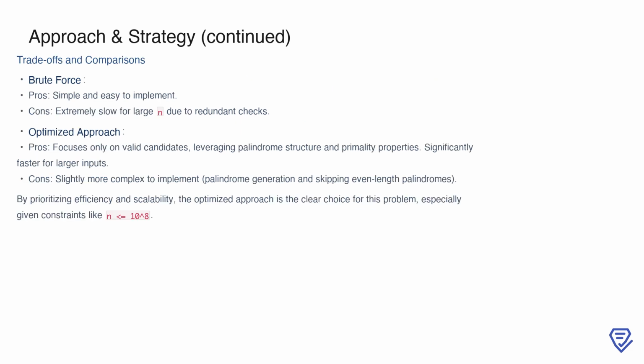When comparing the two approaches, we see clear trade-offs. The brute force method is simple and easy to implement but becomes extremely slow for large values of n due to unnecessary checks for both primality and palindromic structure on every number.